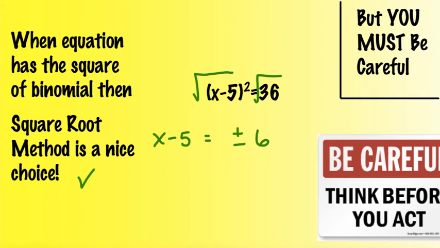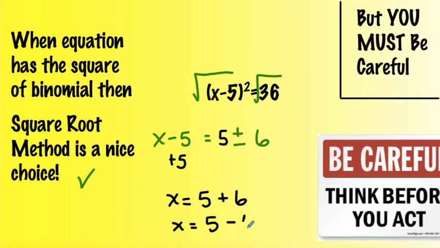All right, so now we have to add that 5. Well, the 5 gets added. I always put it in the front. So I'm going to add 5, and it's going to go in the front over here. So I get x equals 5 plus 6, and x equals 5 minus 6.